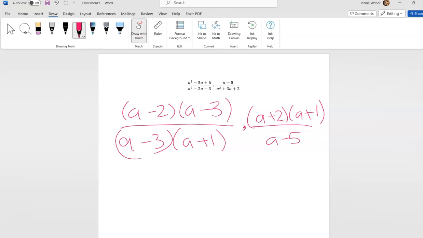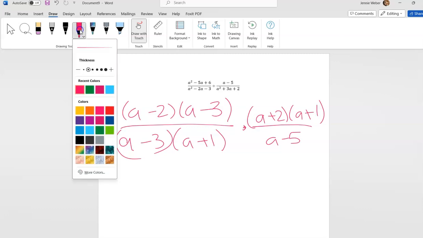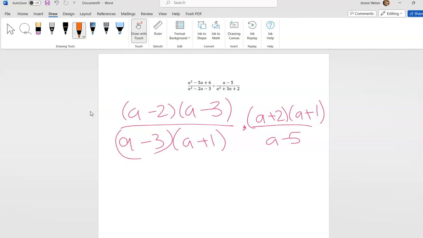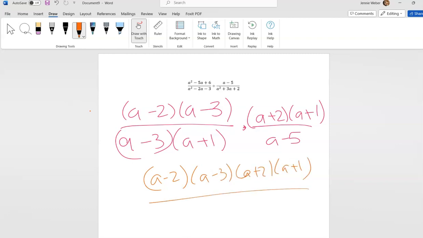If you have trouble with what I just did, if you couldn't follow along with that, you need to go back and practice more from last section. Every problem in this chapter is going to start with factoring. So make sure that that is becoming quick and easy for you. Now I'm going to multiply straight across. So I have a minus 2, a minus 3, a plus 2, a plus 1, a minus 3, a plus 1. Okay, that's a lot of terms.